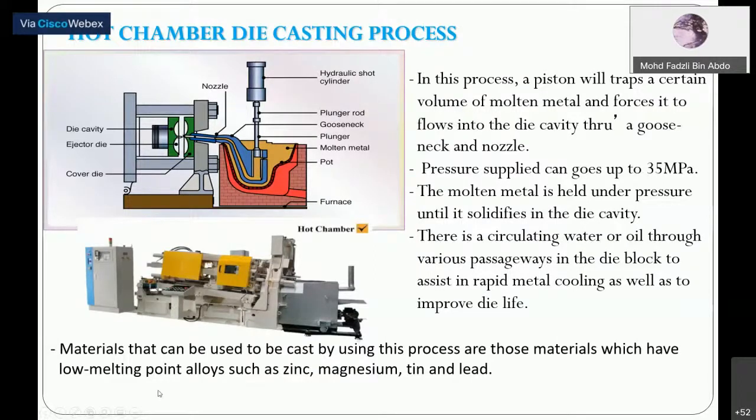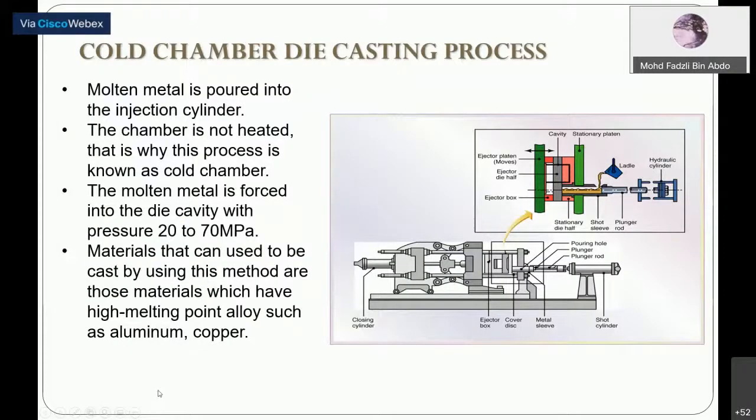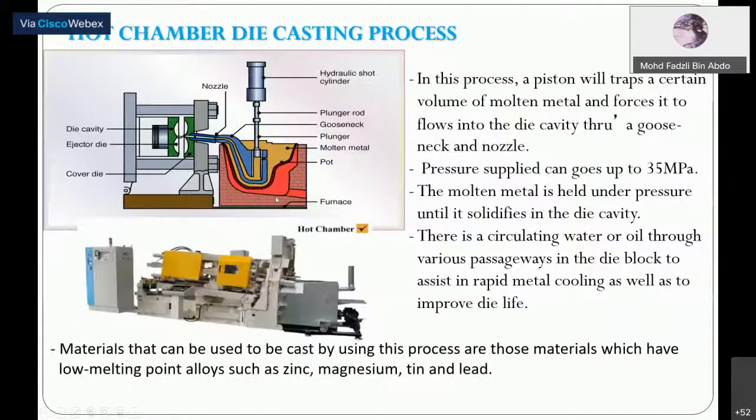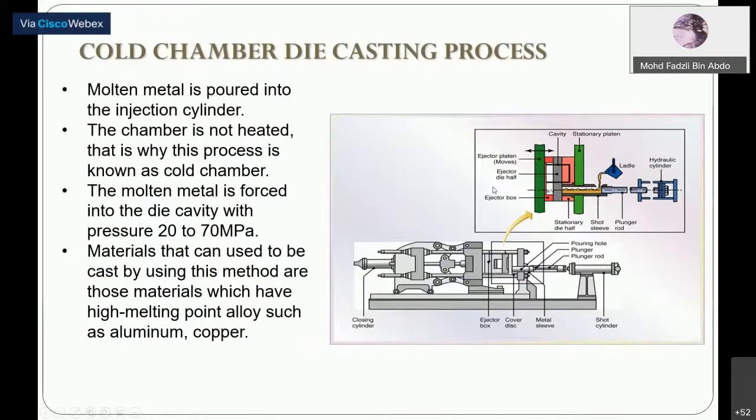Okay. This is the cold chamber. Okay. The cold chamber pula, apa beza dia? Ya, of course lah, dia punya proses dia ada dalam keadaan suhu bilik. Molten metal is poured into the injection cylinder. The chamber is not heated. Yang tadi chamber tadi heated. Okay. Ni chamber ni kita heat. Tapi yang ni kita tak heat. That's why this process is known as a cold chamber.